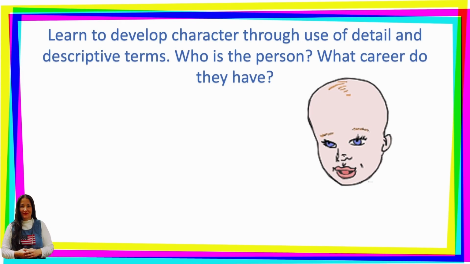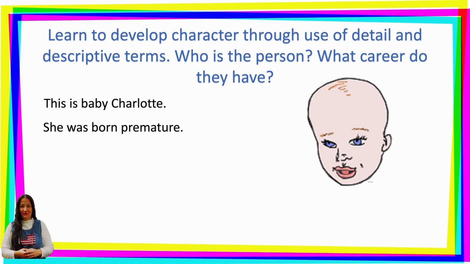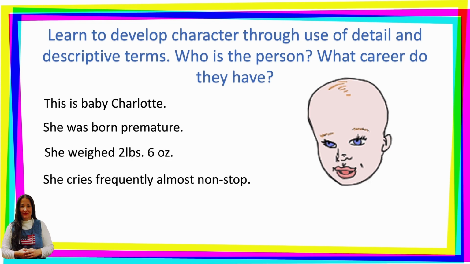Learn to develop character through use of detail and descriptive terms. Who is this person? What career do they have? Now you're thinking a baby. What career could a baby have? But we're talking about details. This is baby Charlotte. She was born premature. That means she was born early. She weighed 2 pounds 6 ounces. She cries frequently, almost non-stop.